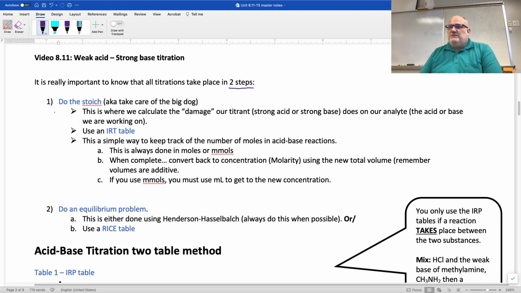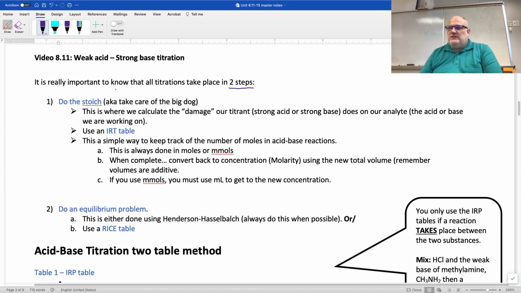Step number one is we have to do the stoichiometry. Now I always talk about this as taking care of the big dog, and that is whenever we're adding our titrant, whatever's in the burette, down into our Erlenmeyer flask like we watched in the previous video. So whenever we're adding the strong base, in this case, down below, we have to figure out what that has done to our analyte, our weak acid, before we go any farther.